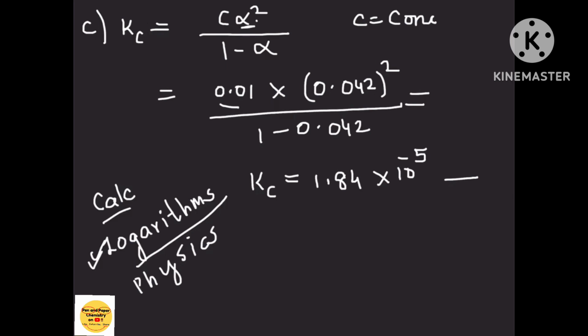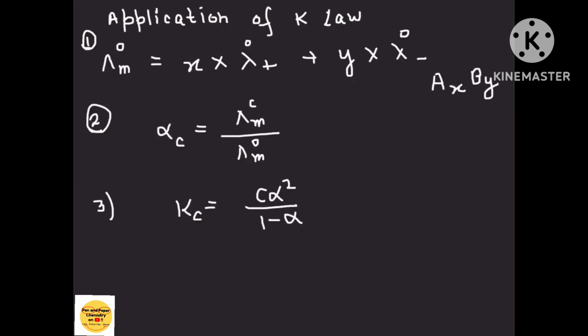Isn't it easy? Still a bit confused, right? So what do we do? Let's have an eagle's view of all the formulas that we have done, and we shall classify them under the applications of Kohlrausch law.